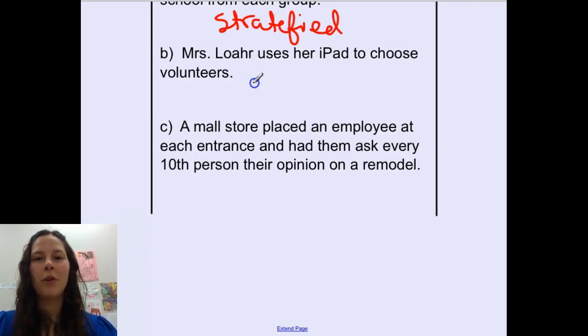You've seen me do this before when I use my iPad to randomly call on volunteers. This is a simple random sample. Everybody in the group has an equal chance of being chosen.